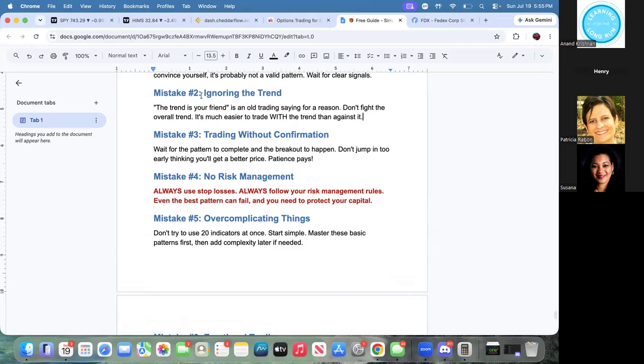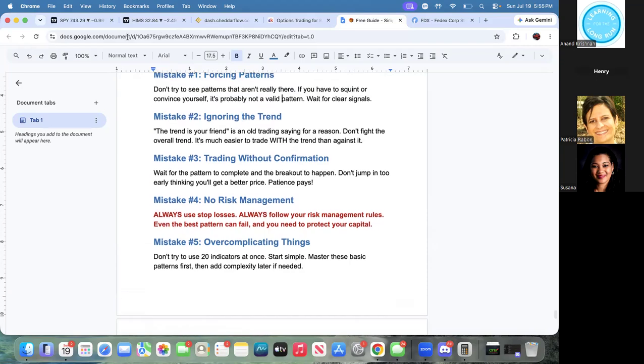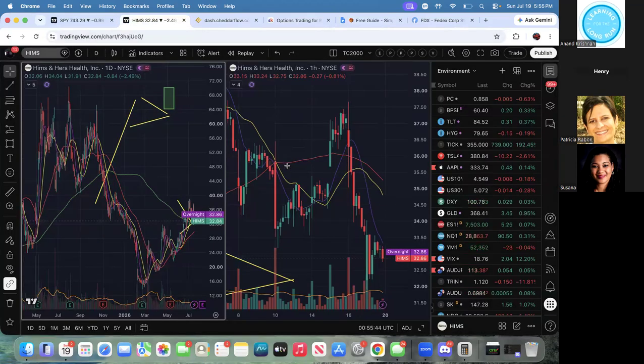Protect your capital. Mistake two, ignoring the trend. The most common thing that people say is this is the top. This has to be the top, or this is the bottom. This has to be the bottom. IBM can't be this low, or Adobe can't be this low.